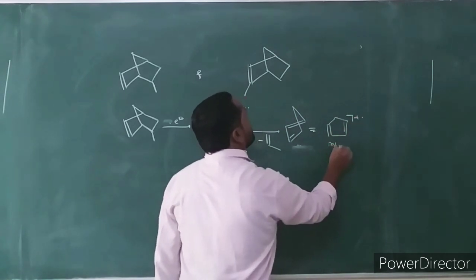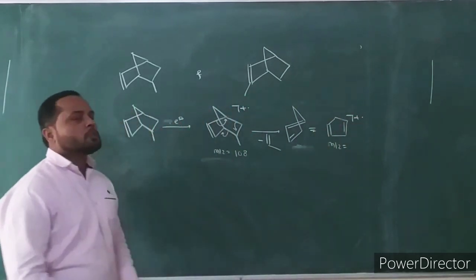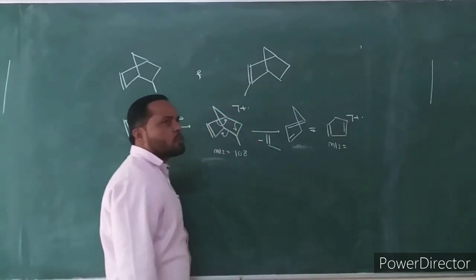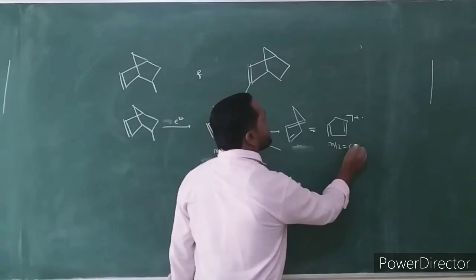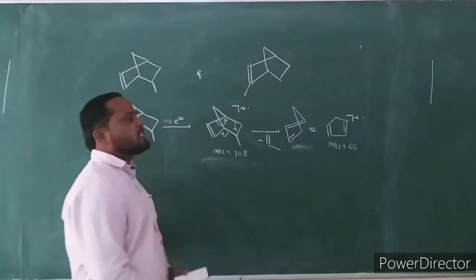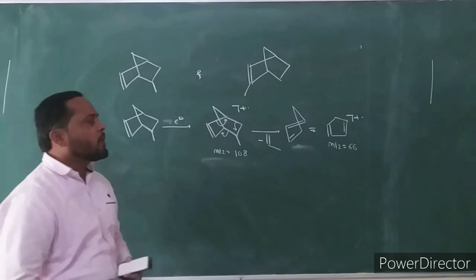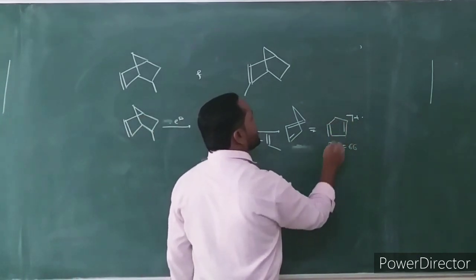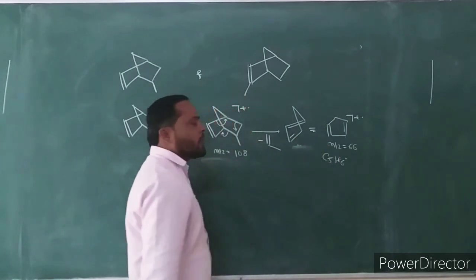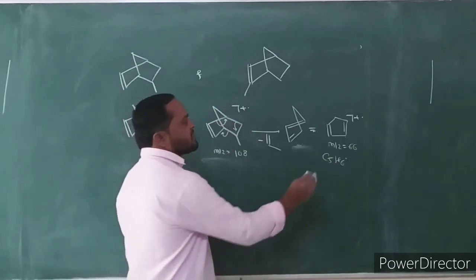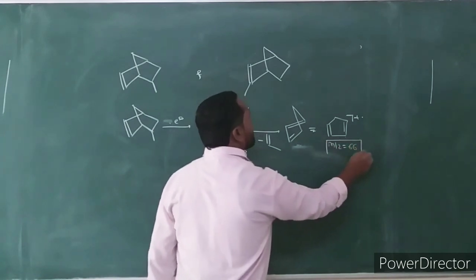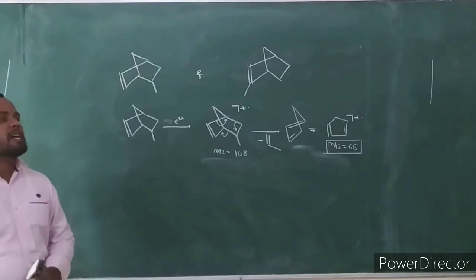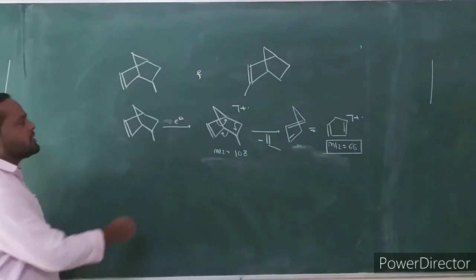It has mass to charge ratio: 5 carbons, 5 into 12 is 60. Hydrogens: 1, 2, 3, 4, 4 plus 2, 6. It has mass to charge ratio 66. 12 into 5 is 60, 60 plus 6 is 66. This retro-Diels-Alder fragmentation for the first compound gives the fragment in the mass spectrum at mass to charge ratio 66.